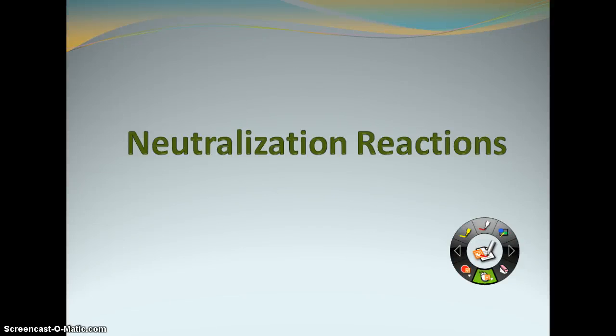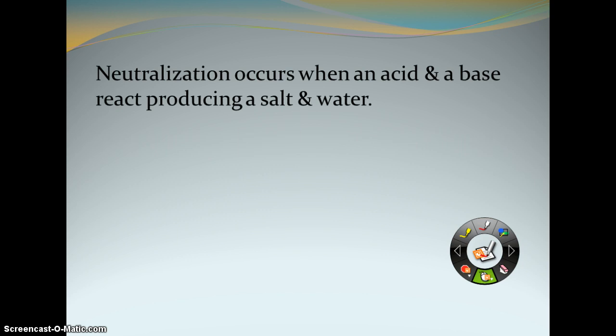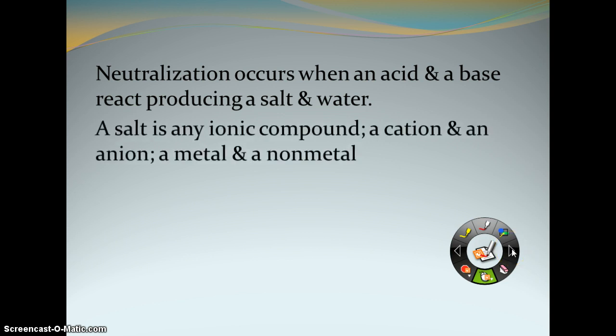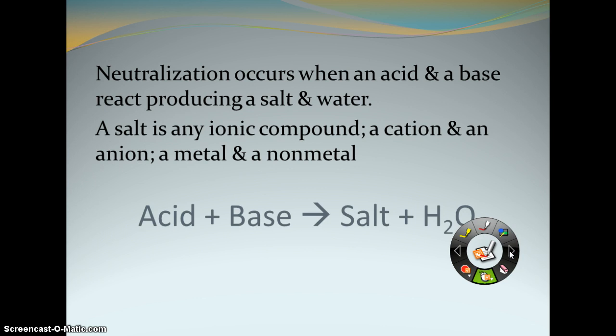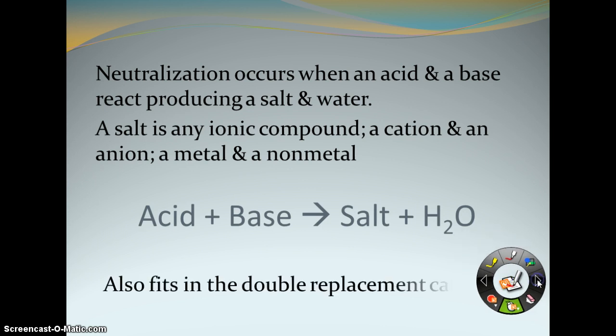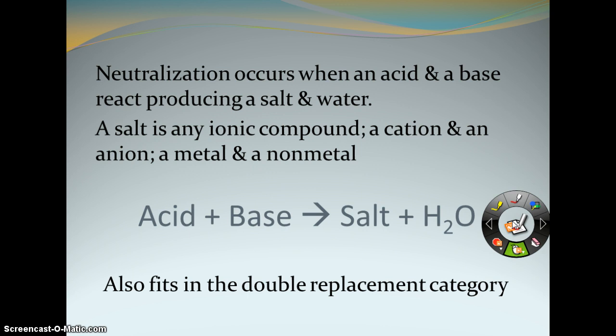Okay, so next in our list of types of reactions is neutralization reactions, and then we're going to do combustion. A neutralization reaction occurs when an acid and a base react together to produce a salt and water. A salt is any ionic compound, so a cation and an anion, a metal and a nonmetal. When you mix an acid and a base, you get a salt and water. This neutralization can also fit into the double replacement category.